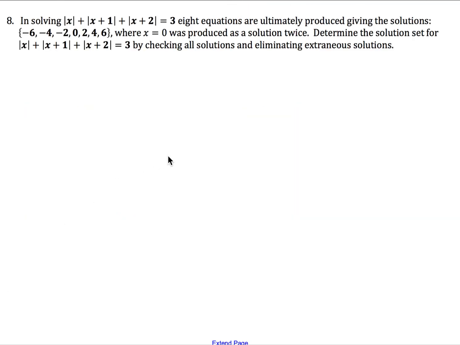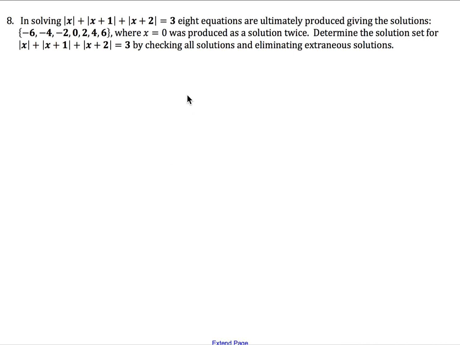Number 8, in solving absolute value x plus absolute value x plus 1 plus absolute value x plus 2 equals 3, 8 equations are ultimately produced. That's because each absolute value splits into 2 equations. Anyway, 8 equations are ultimately produced, giving the solutions negative 6, negative 4, negative 2, 0, 2, 4, and 6. X equals 0 is produced as a solution twice. Determine the solution set for this by checking all the solutions and eliminating extraneous solutions.